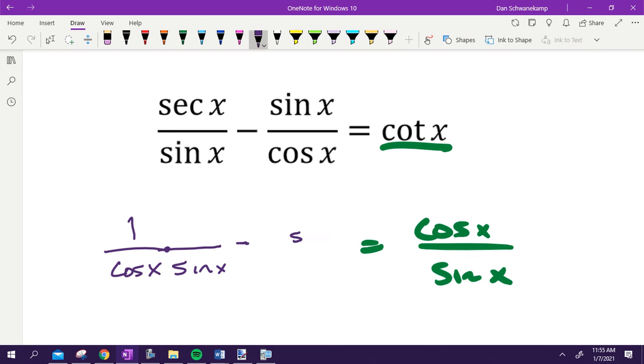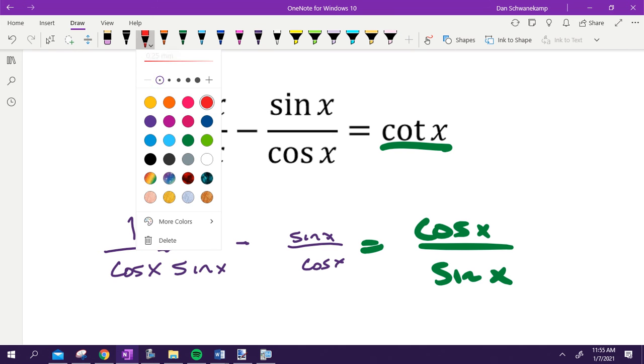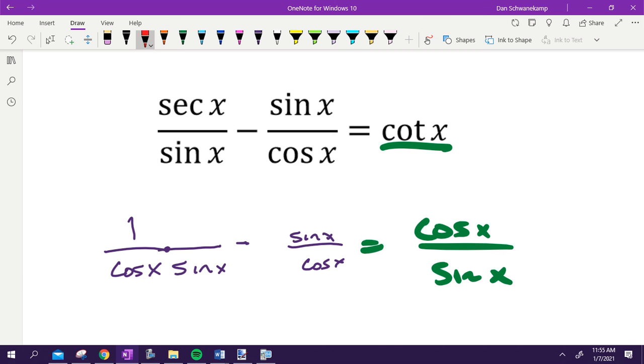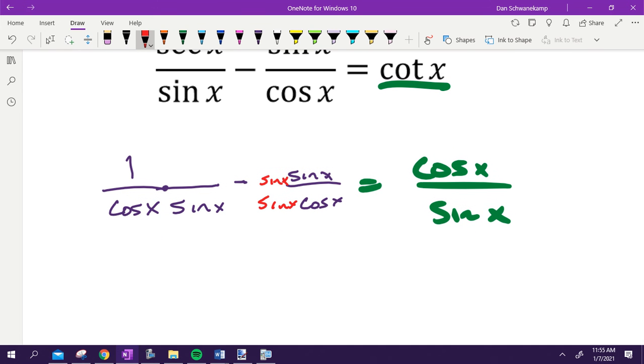And then we've got minus sine x cosine x. We got two fractions. I'm trying to add or subtract them. What should I do if I'm trying to add or subtract two fractions? Common denominators. This one's cosine sine. So this one needs to be cosine sine. So I'm going to multiply top and bottom by sine. So this is, bottom is cosine sine.